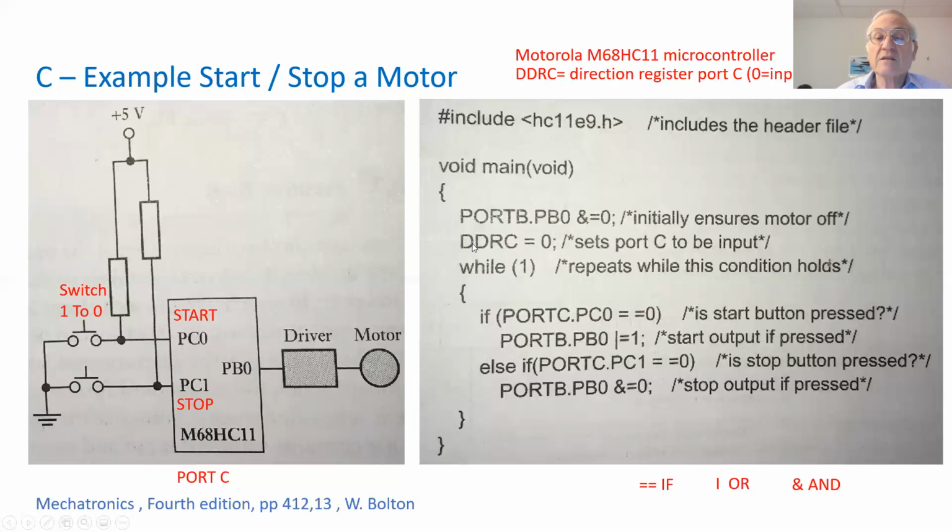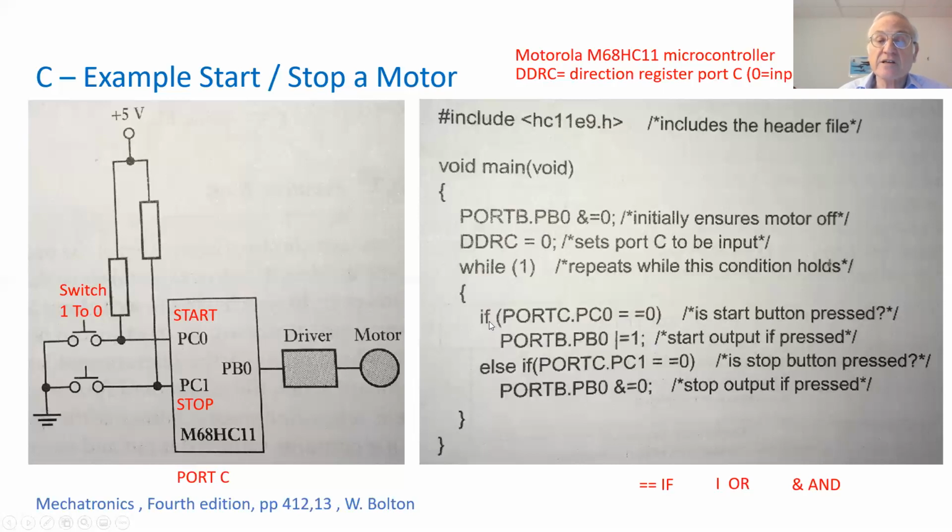Then we set DDRC. DDRC is the data direction register of port C, and that is going to be defined as input. So this defines port C as an input. And then while 1, we repeat this loop until the condition holds.